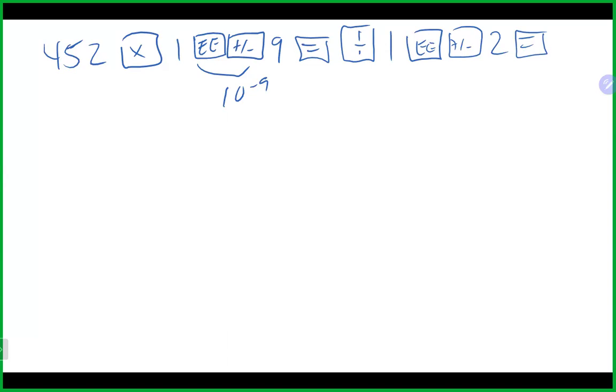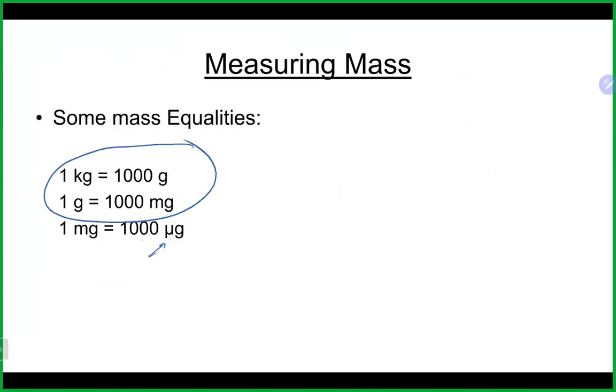Now, again, it does depend on the calculator. For example, on my calculator, I could just hit the exponent button and the minus 9 and skip the 1. But if you want to do the 1, it should come out the same. All right, so we did that.